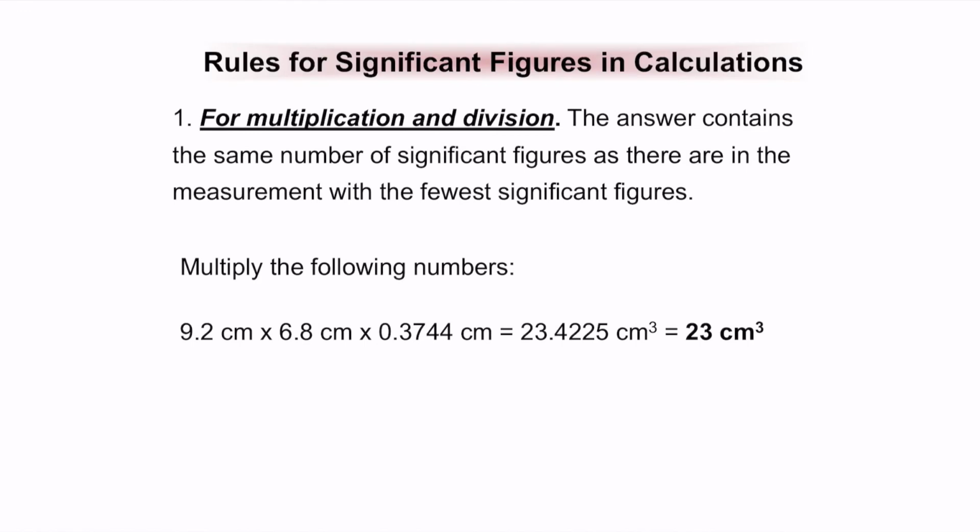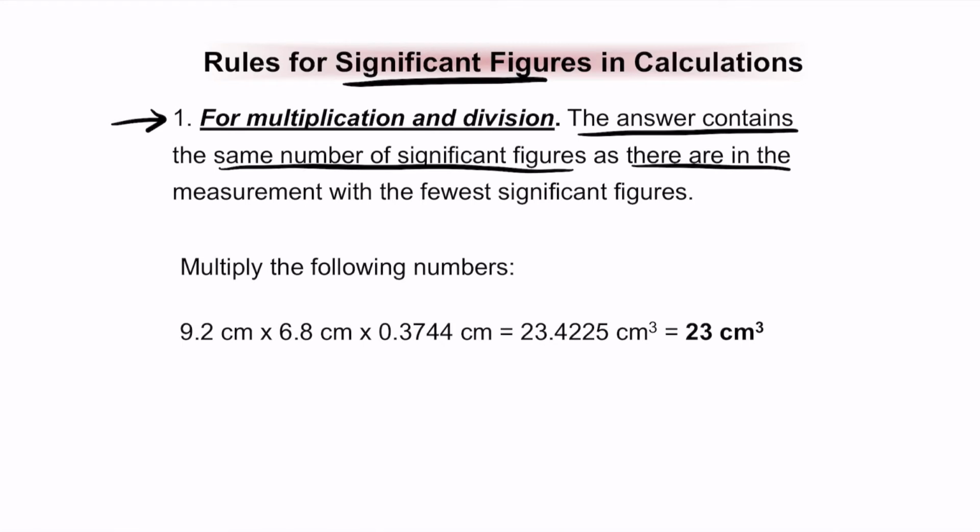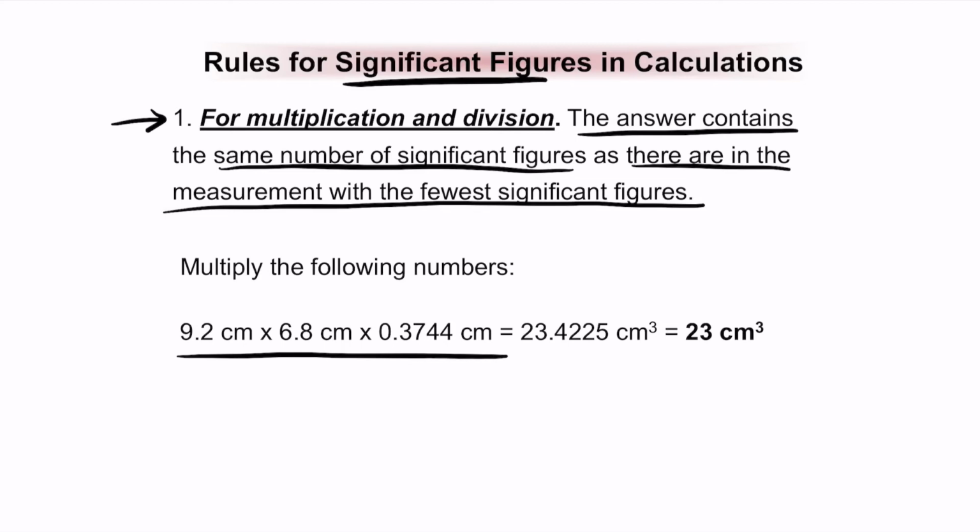We talked about significant figures. Now let's talk about significant figures specifically for arithmetic operations, such as multiplication and division, and addition and subtraction. Let's start with multiplication and division. The answer generally contains the same number of significant figures as there are in the measurement with the fewest significant figures. For example, in this measurement, this has 2 significant figures, this has 2, and this has 4. The final answer should have the least number of significant figures out of all of these. The least number is 2, so the final answer should have 2 significant figures. That's why we round it off to 2.